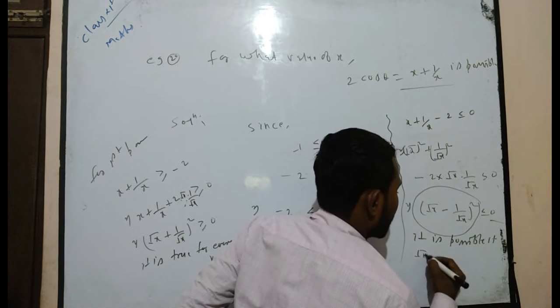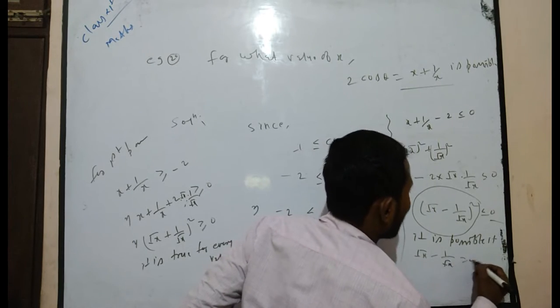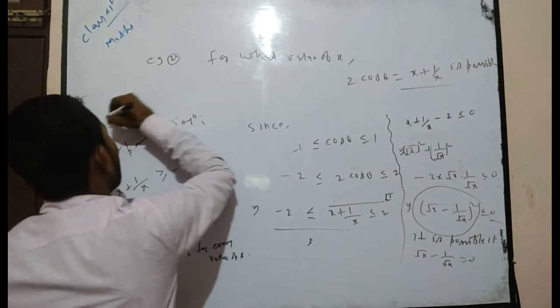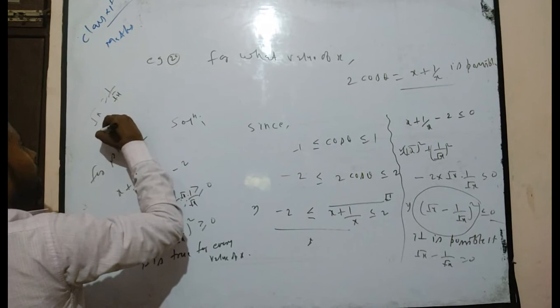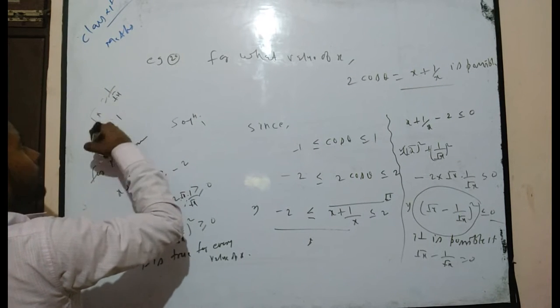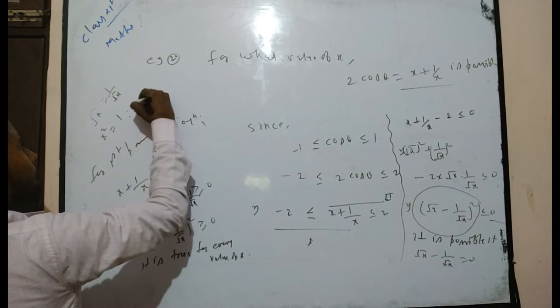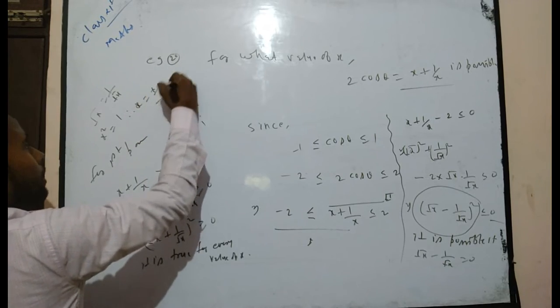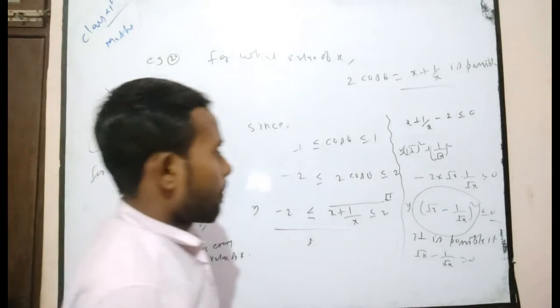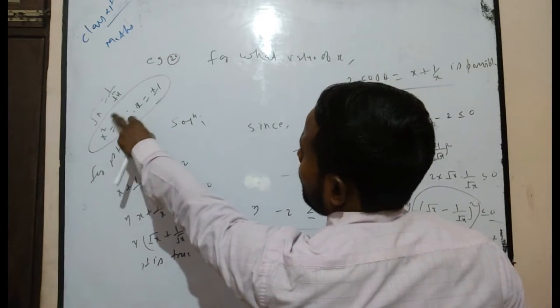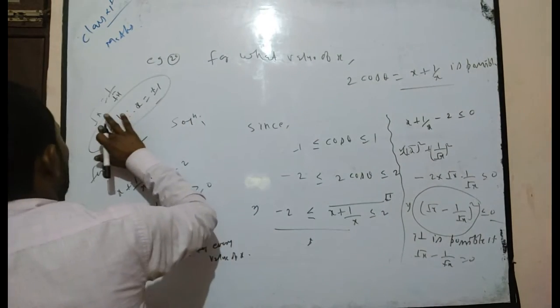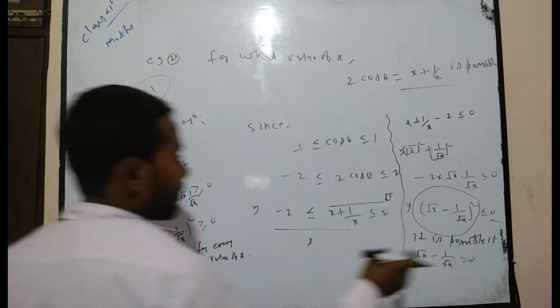So it is possible if root x minus 1 upon root x is equal to 0. So you can say that here root x is equal to 1 upon root x. After squaring, you get x square is equal to 1. So x is equal to plus minus 1. From RHS, you get x is equal to 1.